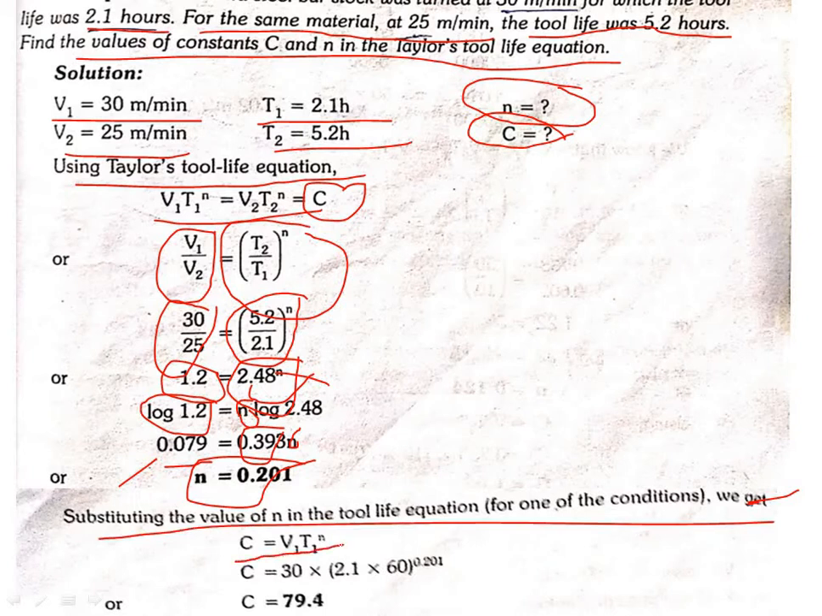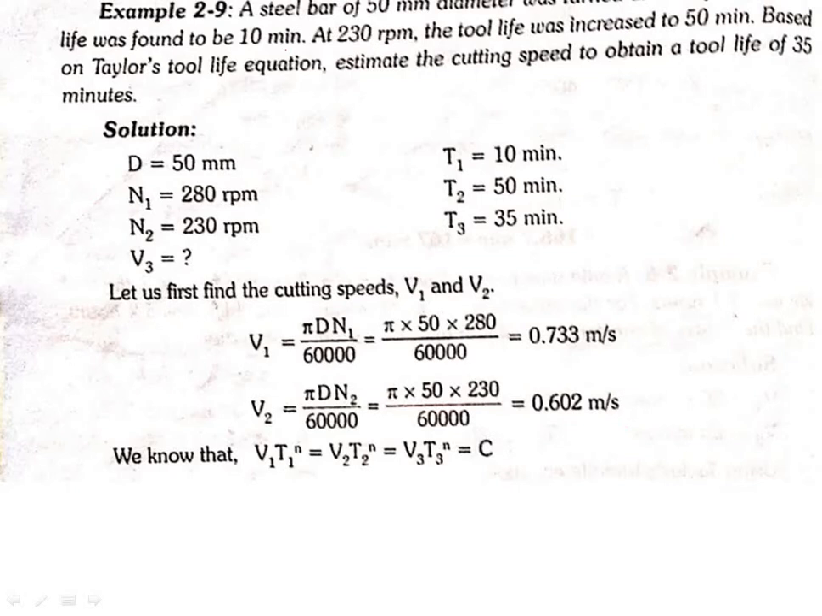C is equal to V1 T1 raised to n. Therefore C is equal to 30 into 2.1 into 60 raised to 0.201. This value you are going to substitute in the place of n. Okay, so you'll get C is equal to 79.4.